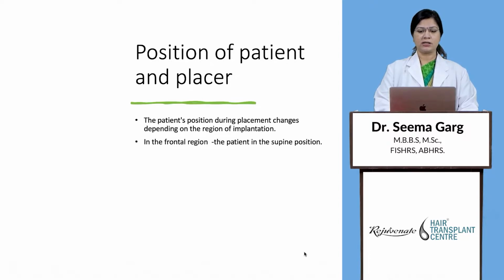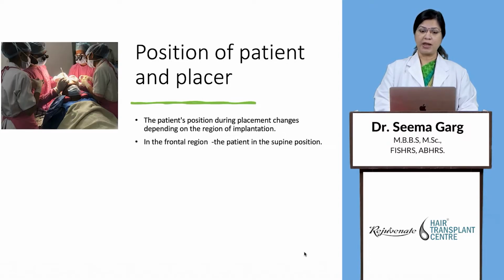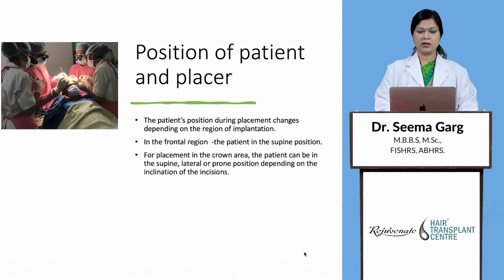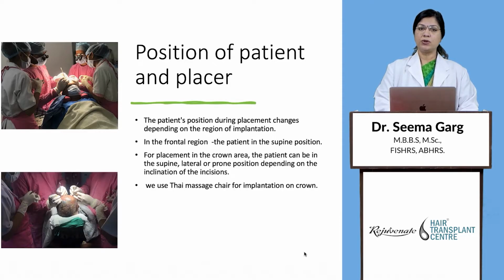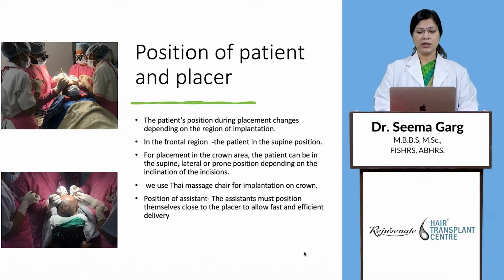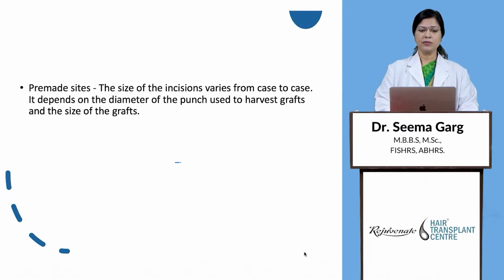In the frontal region, the patient is in the supine position. For the placement in the crown area, the patient can be in the supine, lateral or in the prone position depending upon the inclination of the incisions. And we use a thigh massage chair for the implantation on the crown. The position of the assistant must be close to the placer to allow fast and efficient delivery. The size of the incision varies from case to case in pre-made sites.